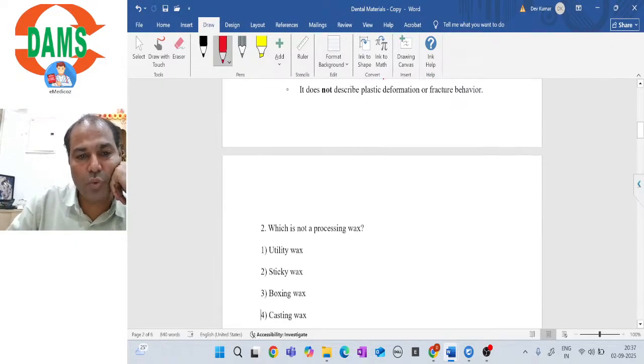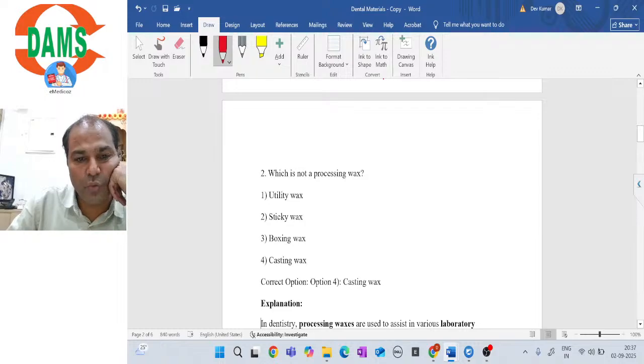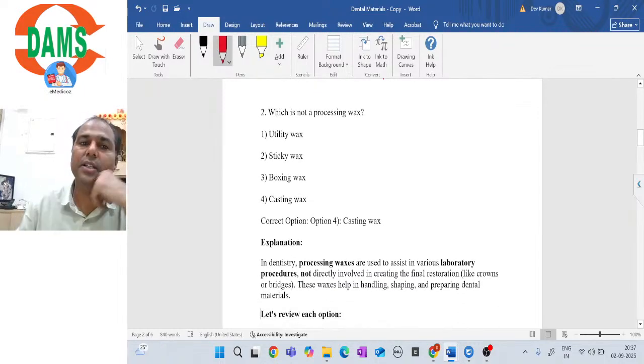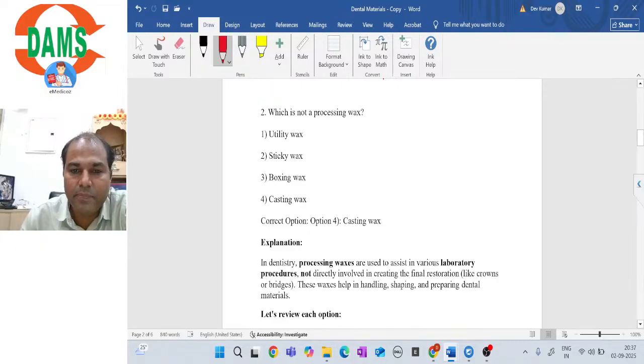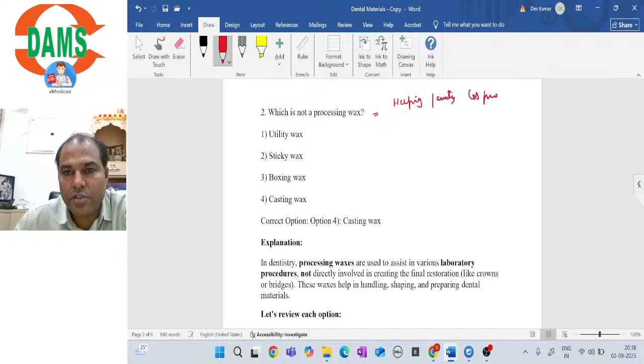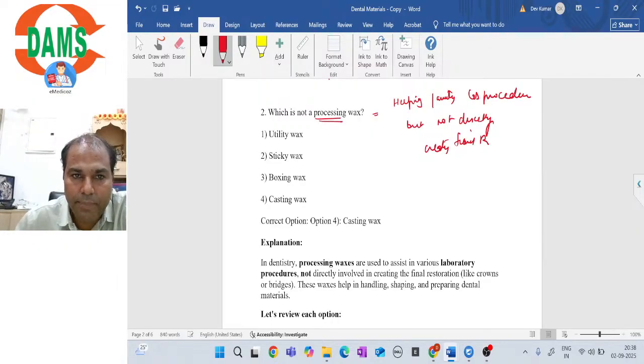Okay, next question: which is not a processing wax? If you see the classification, processing waxes are the waxes that are used in helping or assisting the laboratory procedures, but not directly creating the final restoration or definitive processes. Such are the processing waxes.